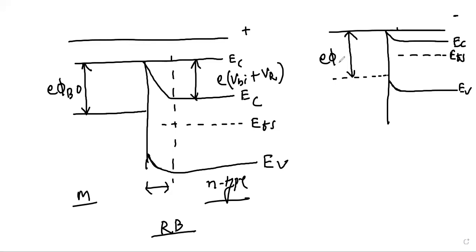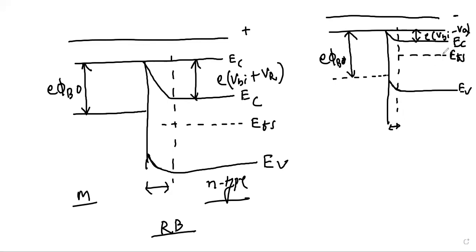EFM, and then the vacuum level. Okay, so EFM remains the same. So this is how it looks. Then your built-in potential barrier will be eVbi minus VS, so it is reduced. The space charge will also be reduced.